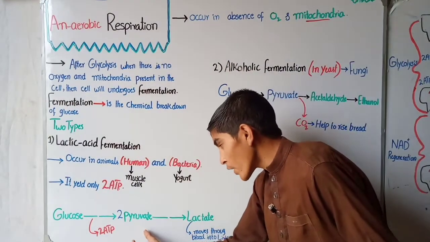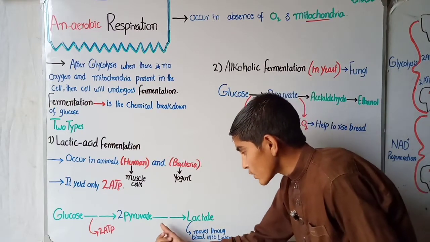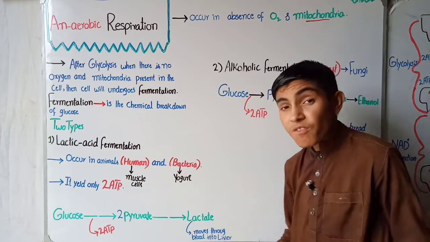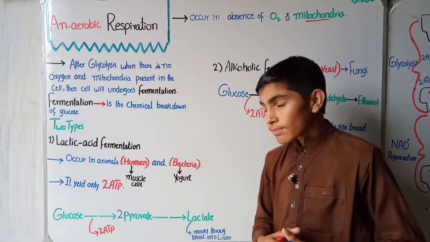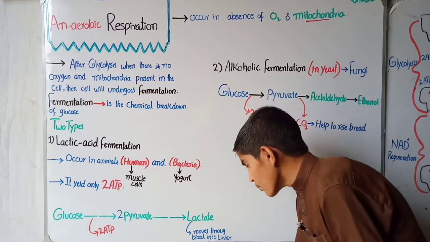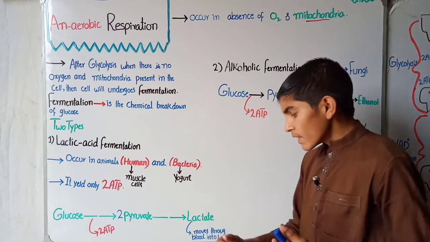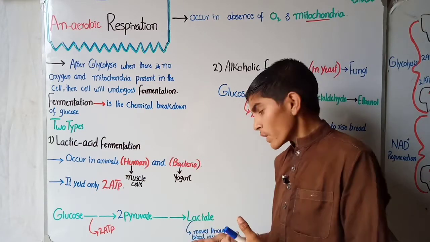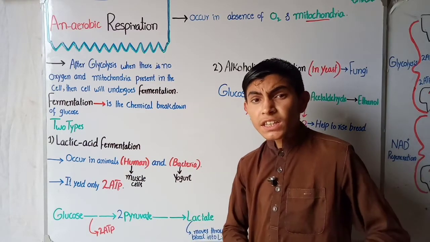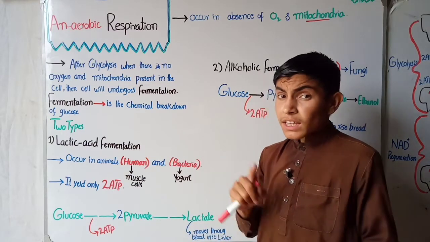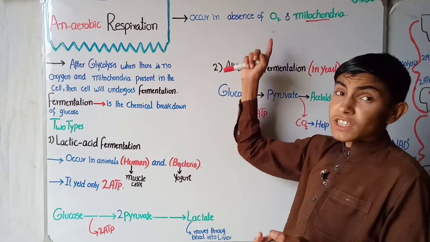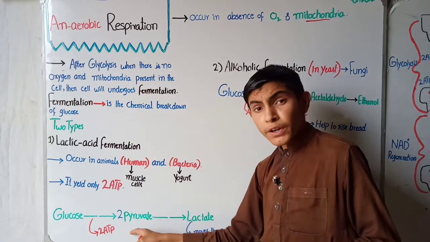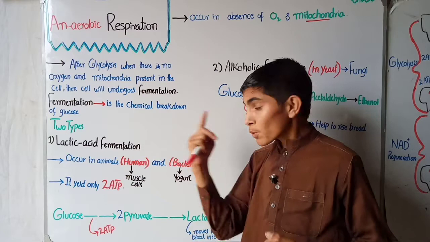Therefore, the 2 pyruvate will undergo several processes and lastly give us lactate. Lactate is a type of acid, called lactic acid. Then lactate moves through the blood into the liver, and the liver will again convert it into pyruvate. If the cell has O2 supply, other cells and mitochondria, then the lactate converted into 2 pyruvate will undergo aerobic respiration.